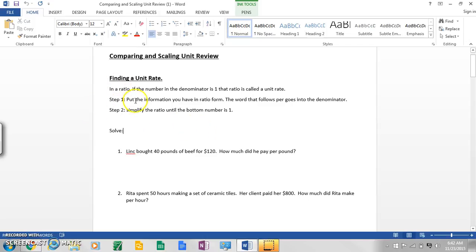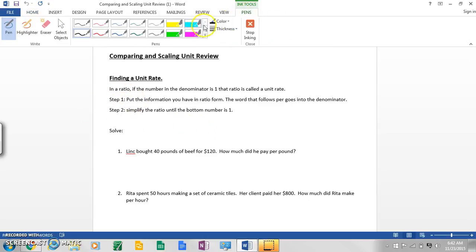So, finding a unit rate, some key things to remember here. Okay, the word that follows per goes in the denominator. That is the most important thing to remember. Whenever you're setting up a ratio, you want to identify this per in the question. That'll help you set up your ratio.